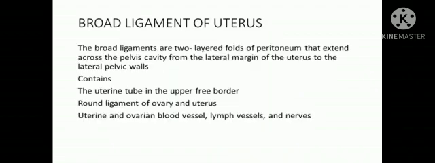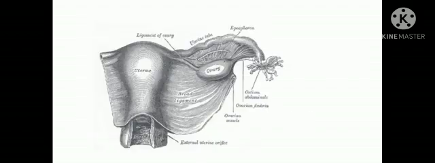Broad ligament of the uterus. The broad ligaments are 2 layered folds of peritoneum that extend across the pelvic cavity from the lateral margin of the uterus to the lateral pelvic wall. Contains the uterine tube in the upper free border, round ligament of the uterus and ovaries, uterine and ovarian blood vessels, lymph vessels and nerves. Diagram shows broad ligament.